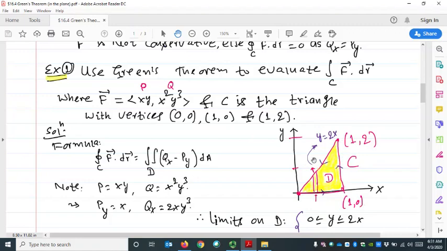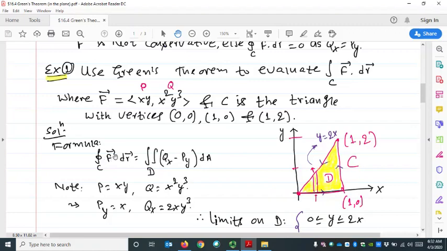Great. So to compute the line integral without Green's theorem, we have to compute this line integral. Our C is the union of this side, another side and another side. We have to compute the line integral along these three curves. But using Green's theorem, instead of computing the line integral along the boundary, we compute the double integral inside the region bounded by that curve.